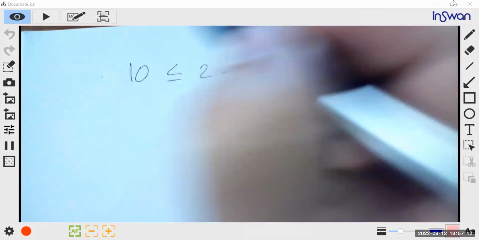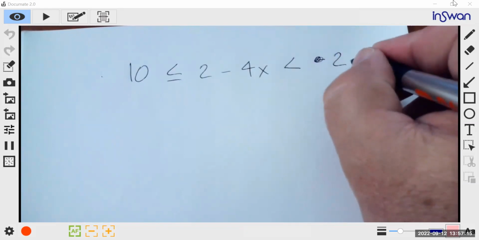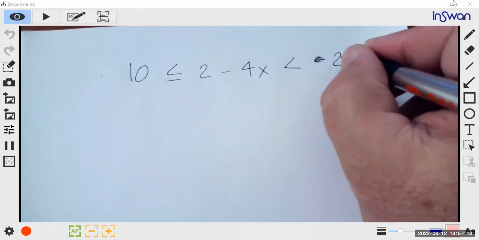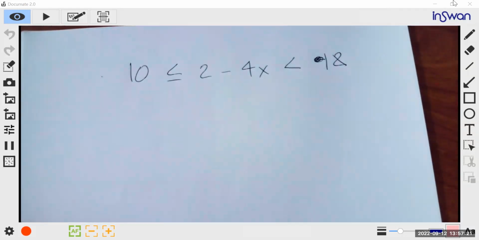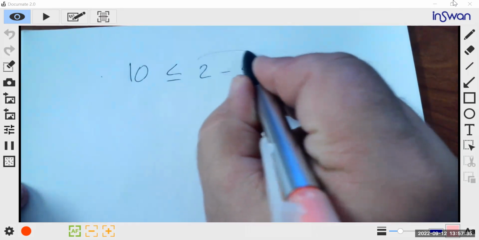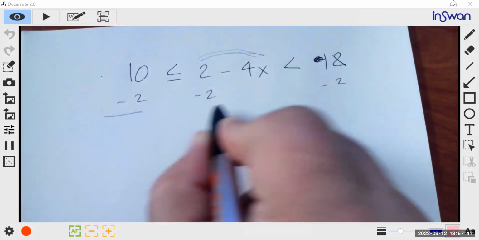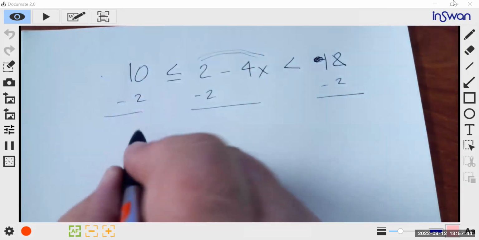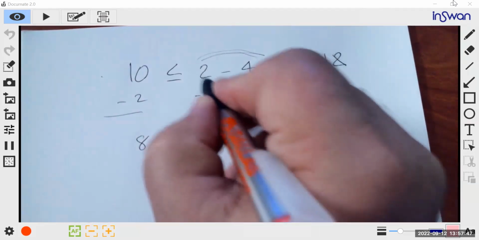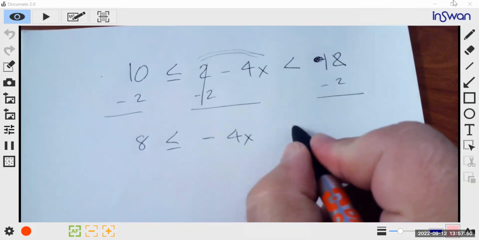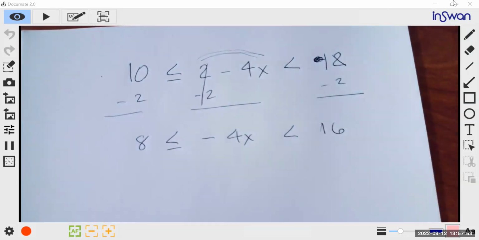Make it 18. There. 10 is less than or equal to 2 minus 4x is less than 18. What's your first step? Yeah, because remember, you're only interested in what happens in this middle part. So we have to subtract 2 from everywhere. 10 minus 2, 8. 18 minus 2, 16.